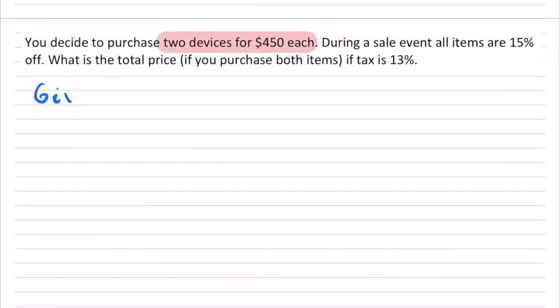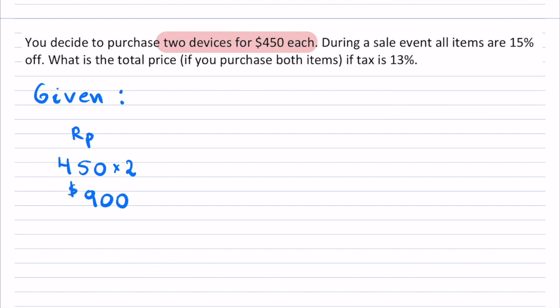let me write this out. So given, again, I always just start with my regular price as my given. So that would be 450, and in this case, it's times 2. So that's $900. That's my regular price.